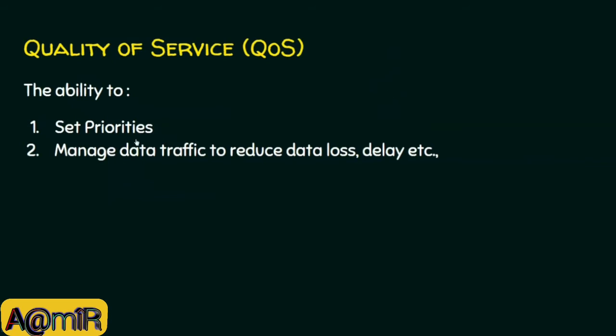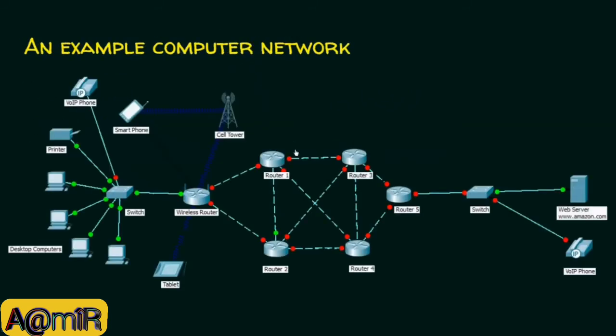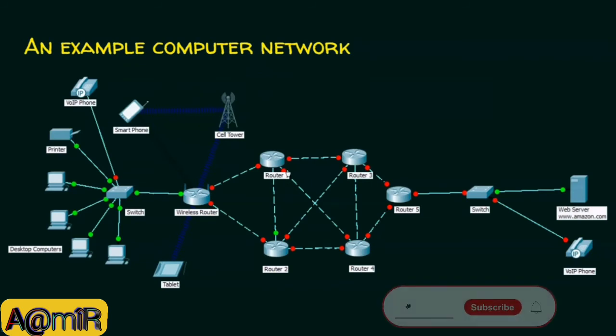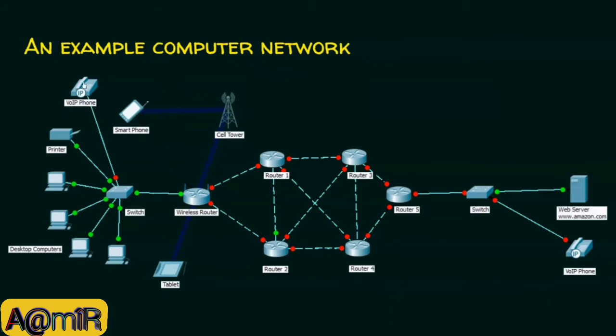This is what we call set priorities. I shall explain about this quality of service in a detailed manner with an example. Have you noticed something new in this picture which was not there in our previous lecture? It is the voice over IP phone. VoIP stands for voice over IP phone, and this phone is different from our traditional landline phone.